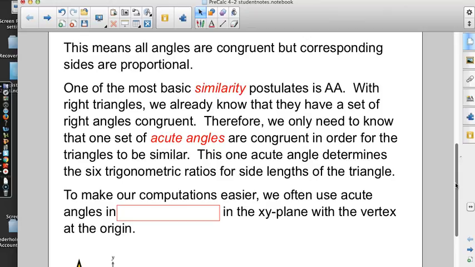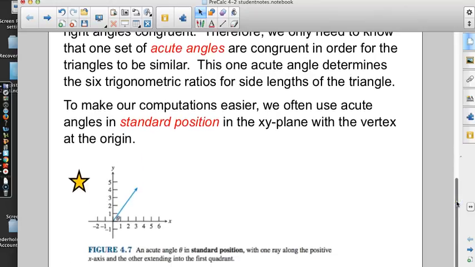To make our computations easier, we often use acute angles in standard position in the xy plane with the vertex at the origin. We want to connect this up with what we already know, which is that the positive x-axis is where the initial side is going to go, which is a ray. And then we're going to have a terminal side. We want to think about how all of this is going to form a triangle.